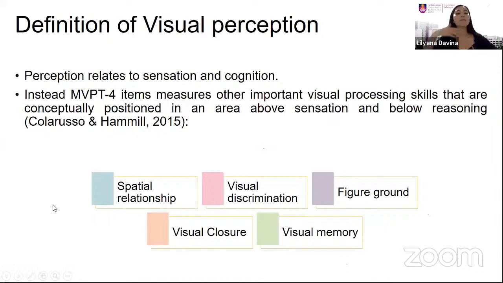Okay, as what Mr. Hazlan mentioned before, visual perception relates to sensation and cognition. Therefore, this assessment measure other important visual processing skills that are conceptually positioned in an area above sensation and below reasoning. Okay, the 5 abilities mentioned before are those important visual processing abilities. Now what are those 5 different abilities that I mentioned before? Again, apa dia? Yang 5 visual perception abilities tadi. So the first one is spatial relationship, visual discrimination, figure-ground, visual closure, and also visual memory lah. Okay.